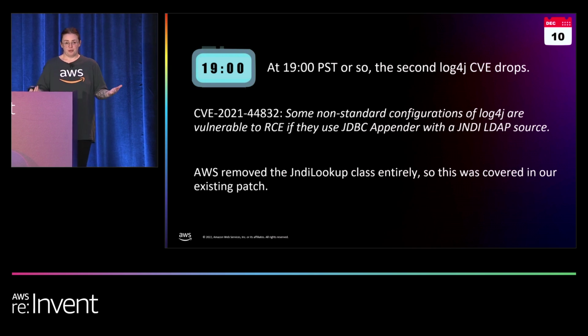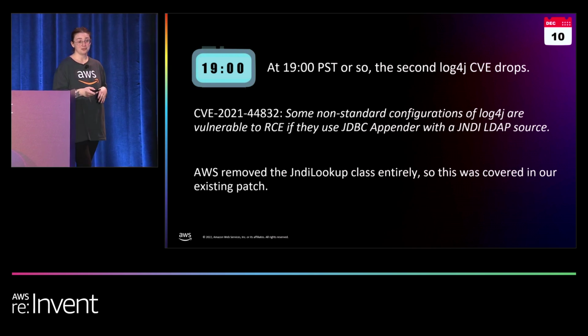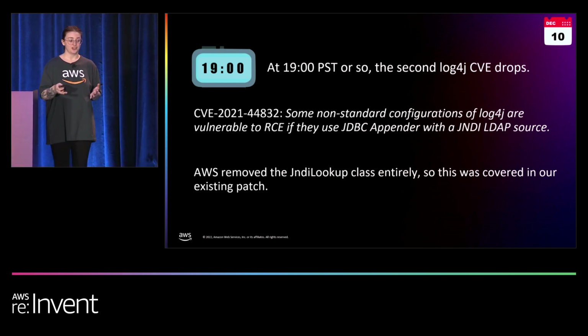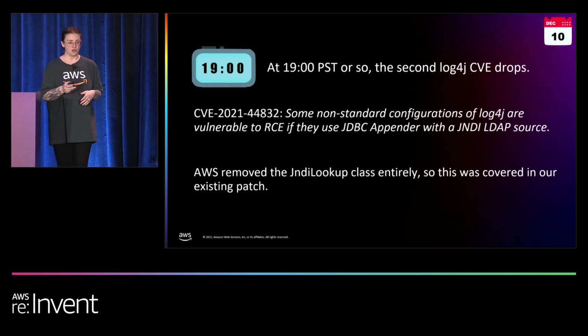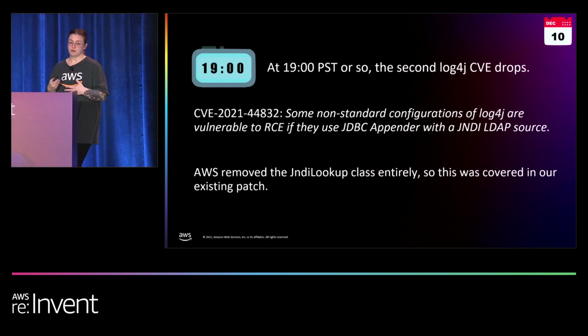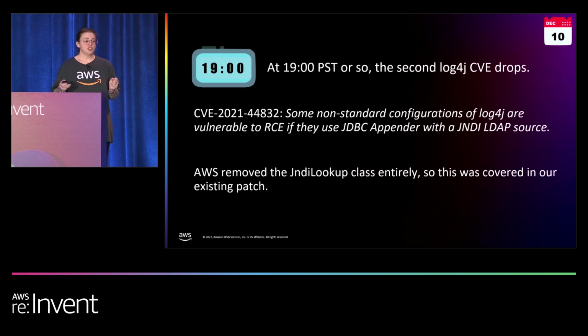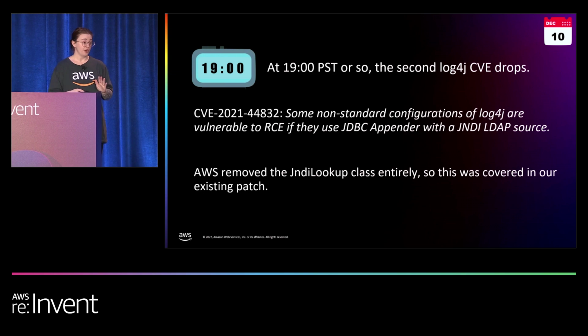But you can't catch a breath, because at around 7 p.m., the second Log4j CVE drops. And this says that some non-standard configurations are still vulnerable to an RCE if they use the JDBC appender with LDAP, basically. Since we removed the JNDI lookup class entirely, this was covered in our existing patch, so AWS is not impacted.